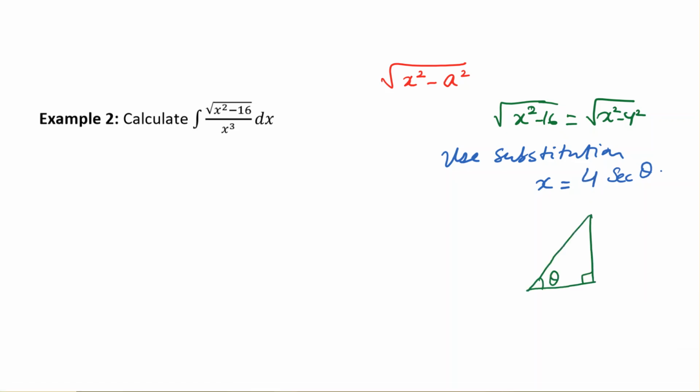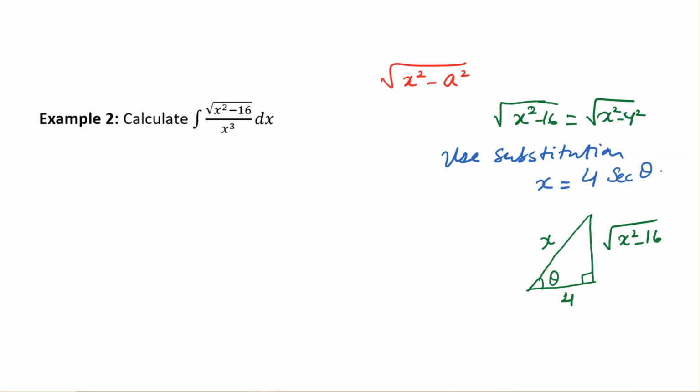To get the corresponding triangle, we will see that x should be the hypotenuse and the other sides can be 4, and the square root of x squared minus 4 squared, which is x squared minus 16, square root of that.